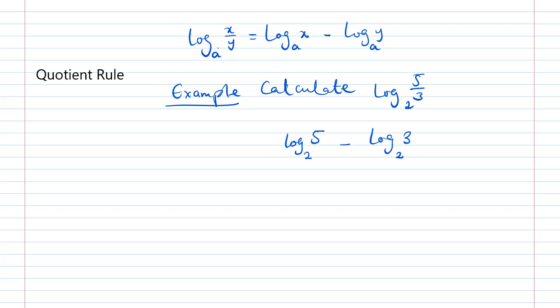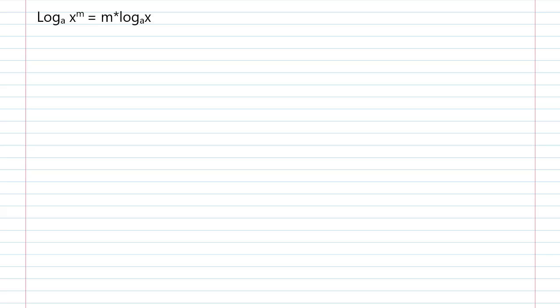The next rule is given as the log of x to the power of m base a equals m multiplied by log of x to the base of a. So in this rule, what you do is you take the exponent and you multiply it to this logarithmic function. So it's as if you are taking this m to the front and you are multiplying it to the logarithm. That's what you have here.